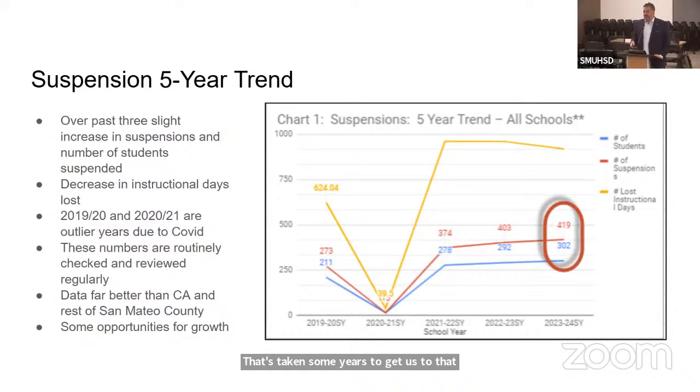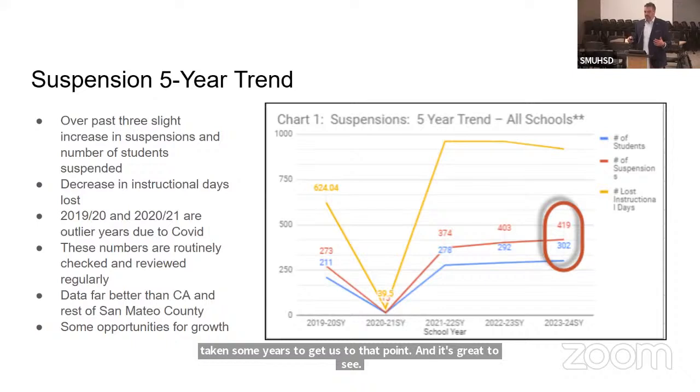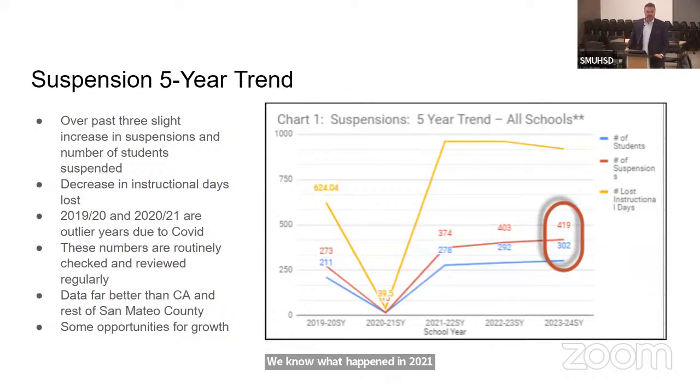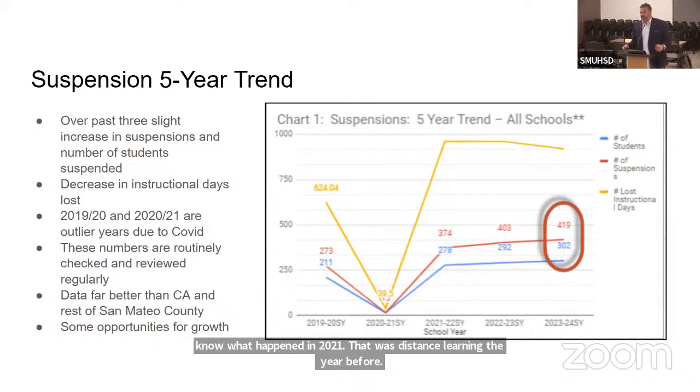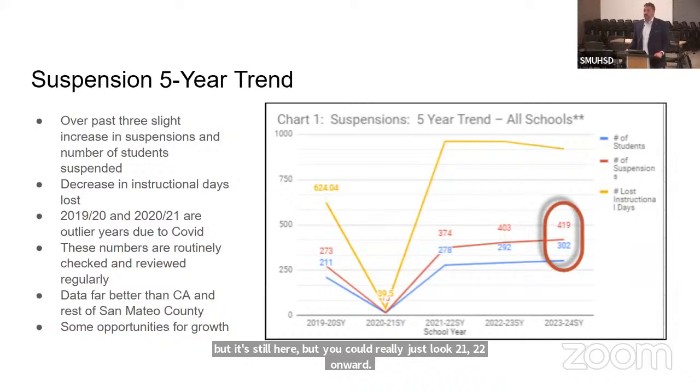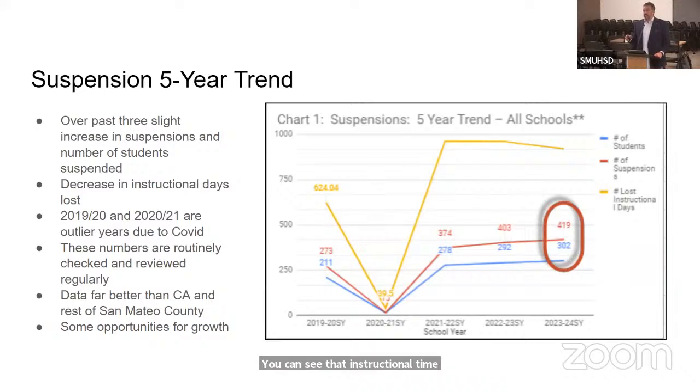For this slide, it's really important to just look at 21-22 on. We know what happened in 2021: COVID, that was distance learning. The year before, about a third of the school year was offset in the data, but it's still here. But you can really just look at 21-22 onward. You can see that even though suspension rates have ticked up just slightly, the instructional time lost has actually gone down. And that shows that a lot of our alternatives and alternative work is actually taking root, so reducing suspension days, things of that nature. And we'll see that data later.